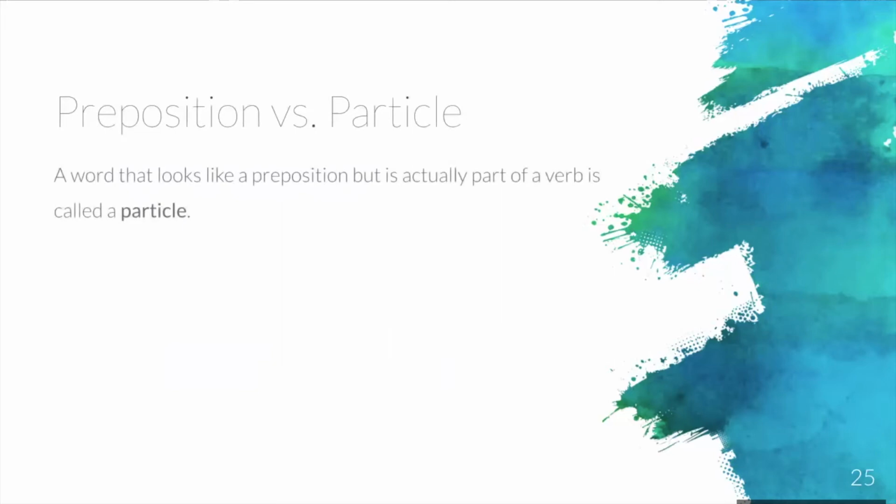Okay, so there are some words that look like prepositions, but they're actually part of a verb. Those are called particles. Here's an example: she turned up her nose. Up looks like a preposition, but it's actually part of a verb. So that's a particle.